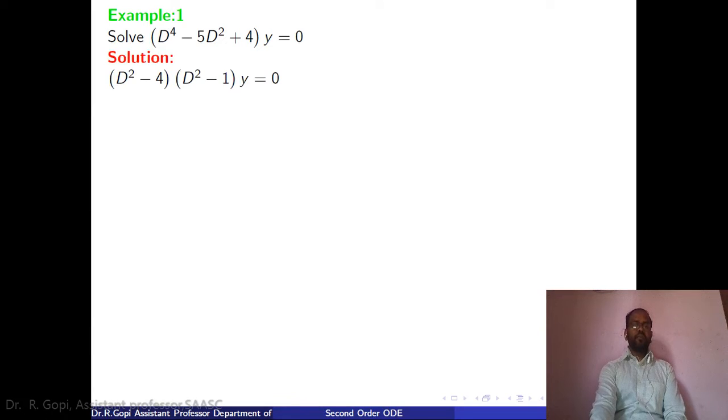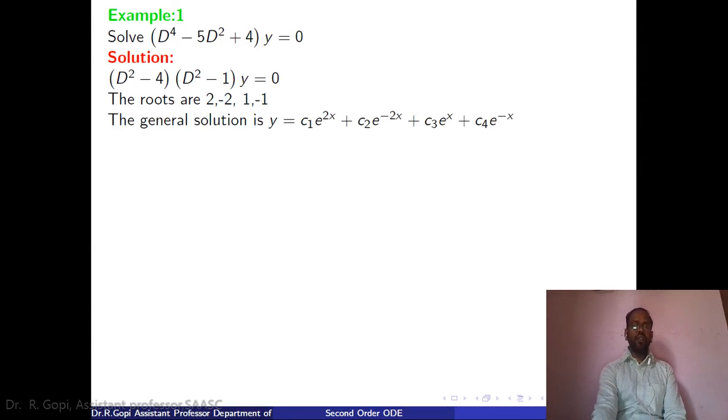The roots are from D squared minus 4 equal to 0 and D squared minus 1 equal to 0. The auxiliary equation becomes (m squared minus 4) into (m squared minus 1) equal to 0. So m equal to plus or minus 2 and m equal to plus or minus 1. The roots are all distinct and real. So the complementary function is the general solution. So y of x equal to c1 into e power 2x plus c2 into e power minus 2x plus c3 into e power x plus c4 into e power minus x. This is the general solution of the given equation.